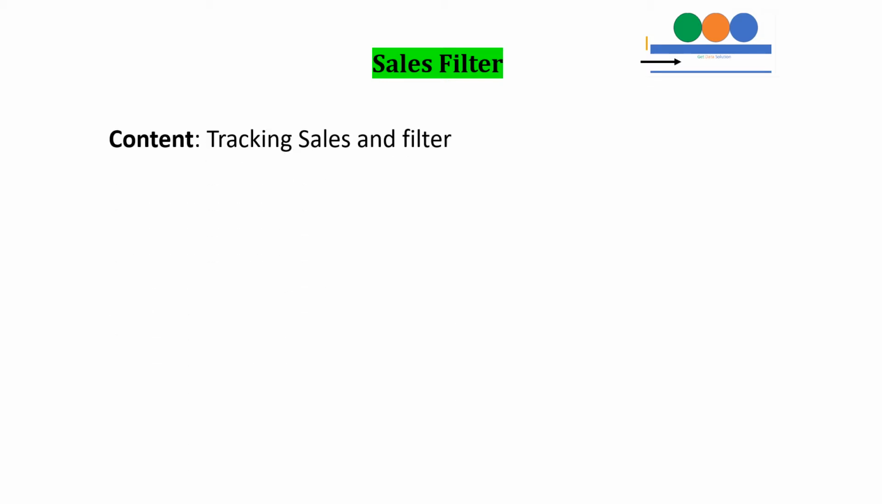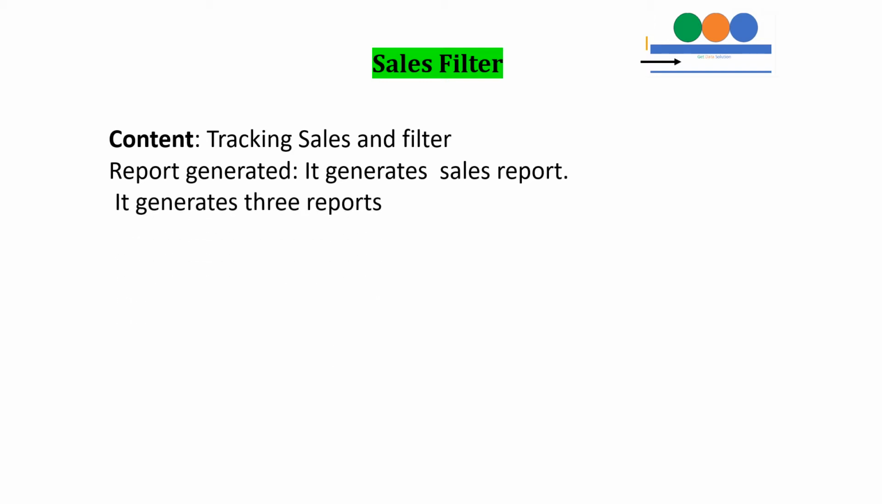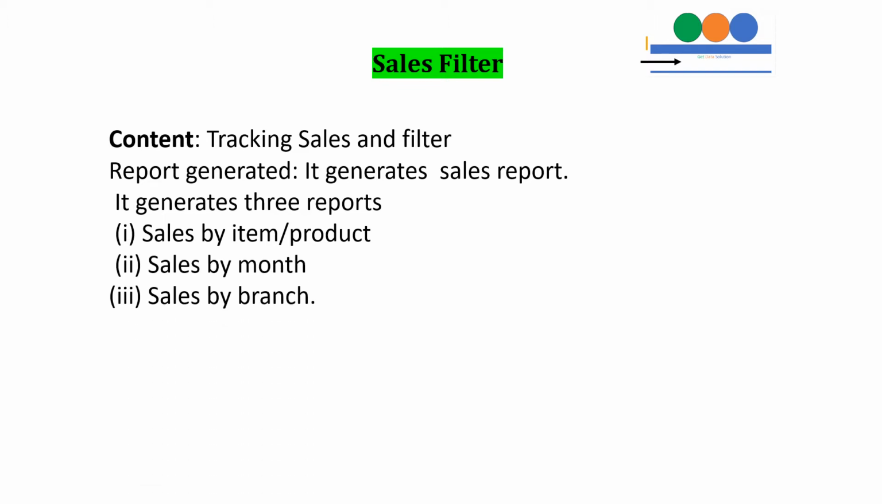After entering data, we'll get the report. Just before that, the content of this is tracking sales and the filter, and the report generated will be sales report. And basically we have three reports. The first report is sales by item or by product, and the second is sales by month and sales by branch. So once we insert the data into the system, we'll get those reports: sales by item, sales by month, and sales by branch.